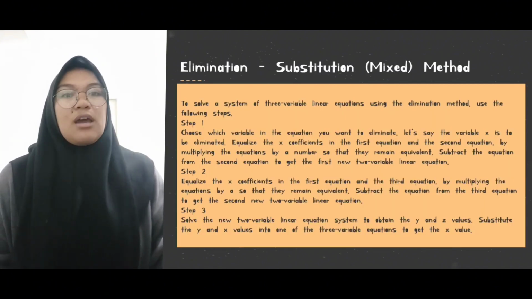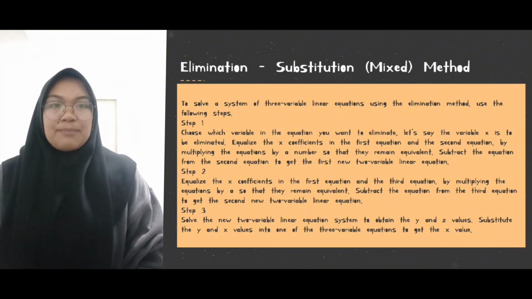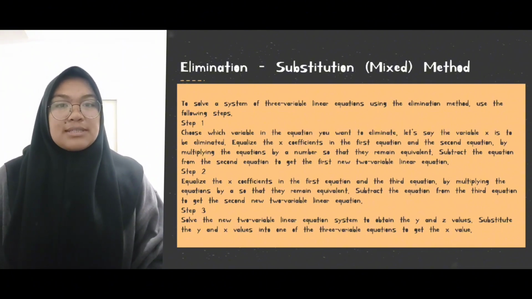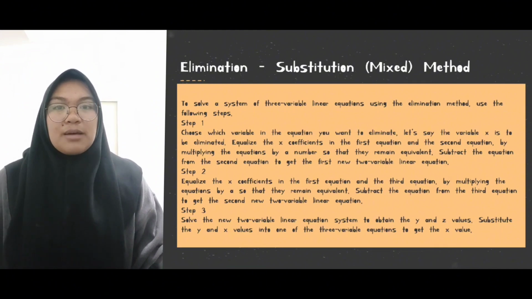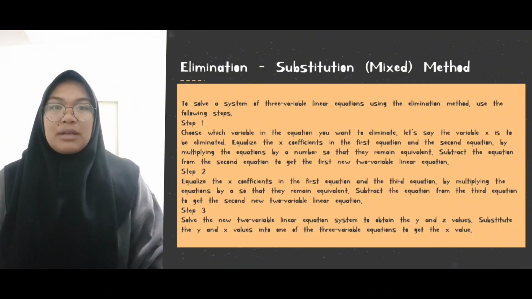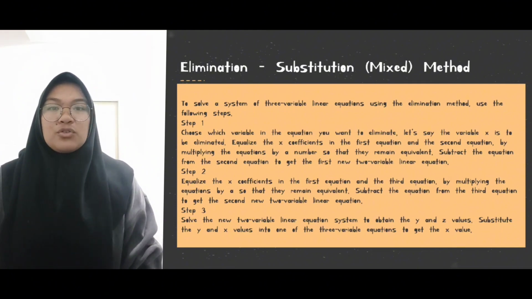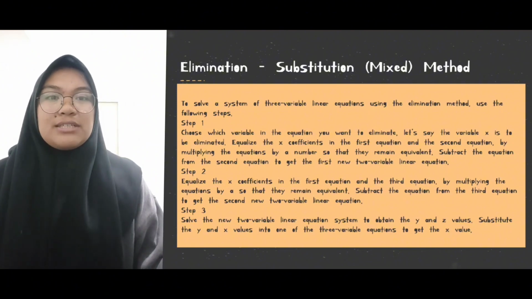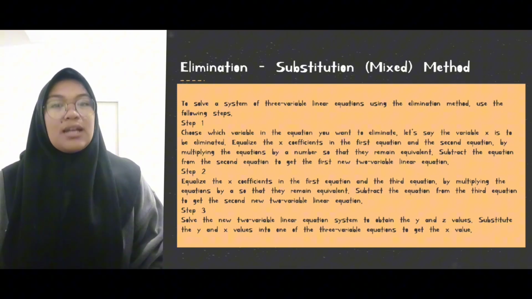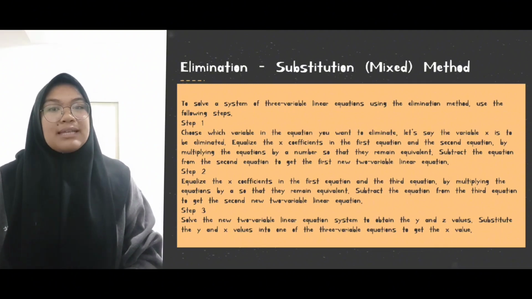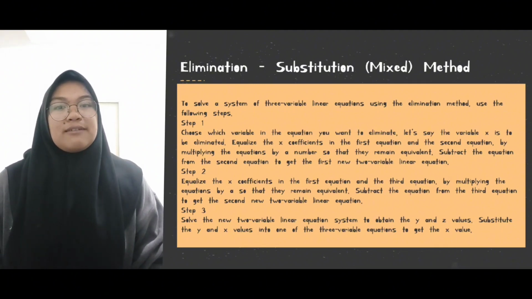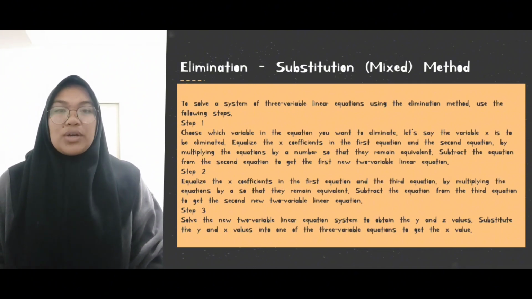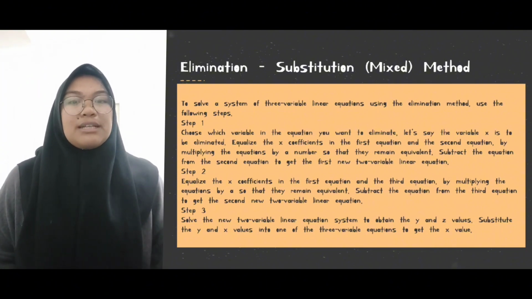3. Elimination, substitution, or mixed method. To solve a system of three-variable linear equations using this method, use the following steps. Step 1. Choose which variable in the equation you want to eliminate. Let's say the variable x is to be eliminated. Equalize the x coefficient in the first equation and the second equation by multiplying the equation by a number so that they remain equivalent. Subtract the first equation from the second equation to get the first new two-variable linear equation.